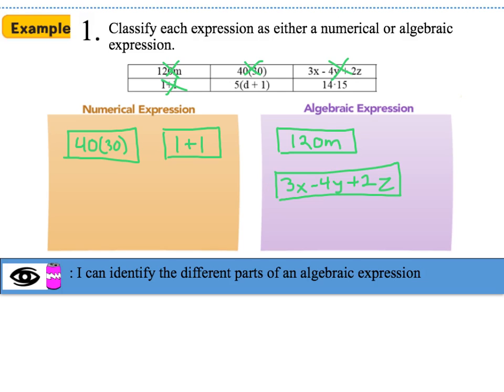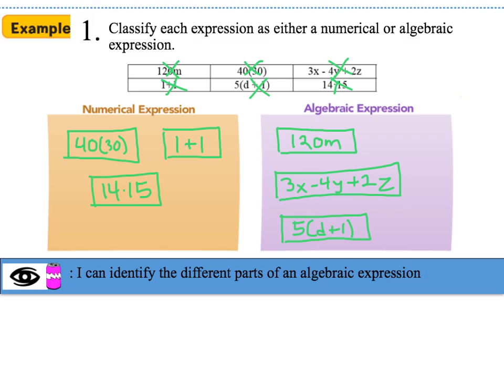The next one says 5 parentheses, or 5 times the quantity of d plus 1. I know that that has a variable, which is d, so I'm going to go ahead and place that in my algebraic expression box. And I'm going to write 5 parentheses d plus 1, because there's the variable, so that is called an algebraic expression. And our last one is 14 times 15. No variables there, so that is called a numerical expression. So 14 times 15, that tile will go in this box. And let's cross it out once we use it.